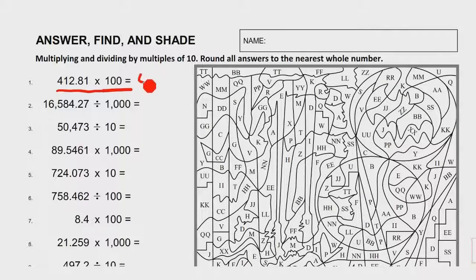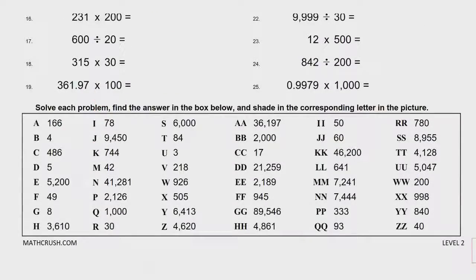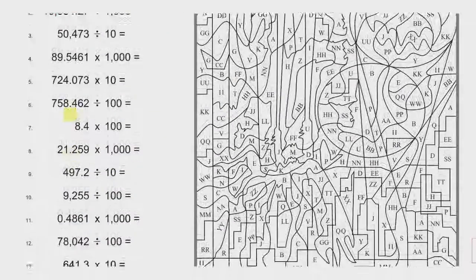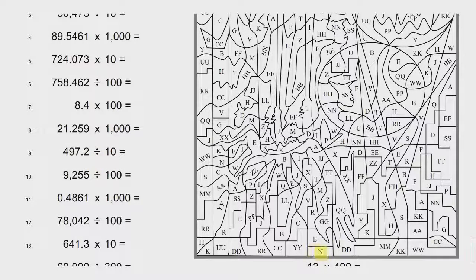So I'm going to write 41,281. And I come down here and I look for 41,281. And I can see it right there, 41,281. And so that tells us to go look for the letter N in the picture and shade in all the N's. I'm looking for an N, an N, an N. Oh, there's one right there. So you would shade an N right here. And most likely, or actually definitely, there's more than one, so you have to find all the N's and shade them in. And you do that for every single problem.